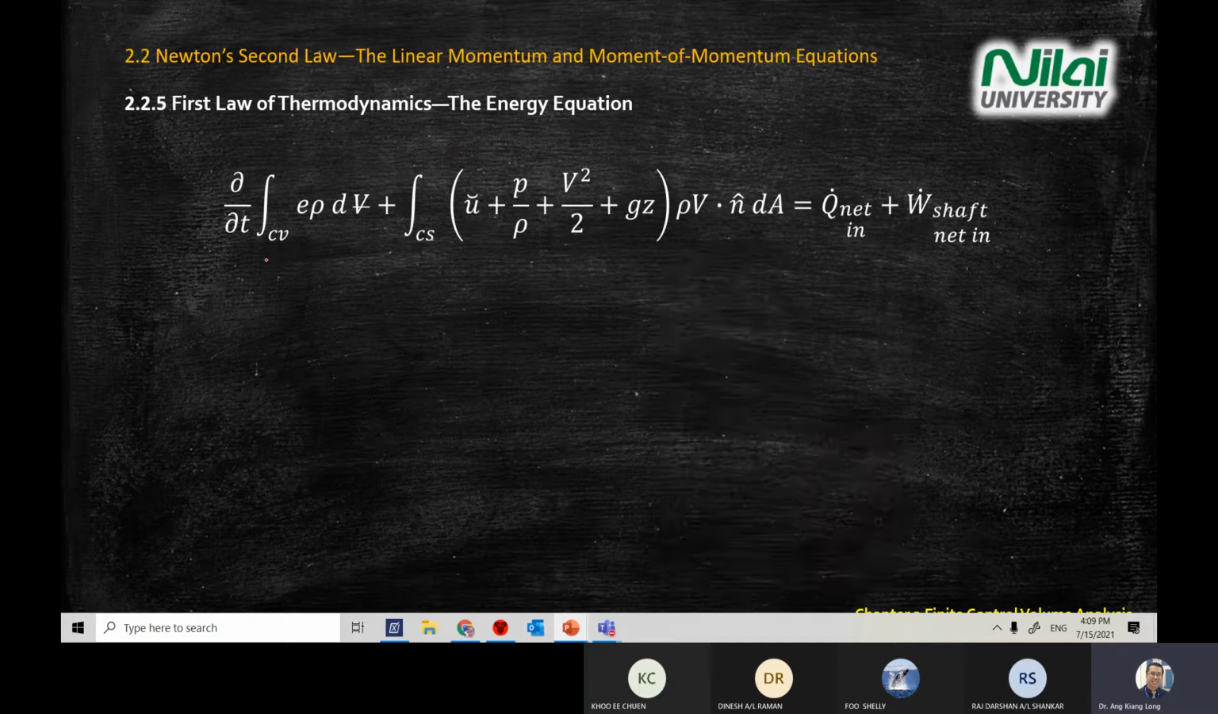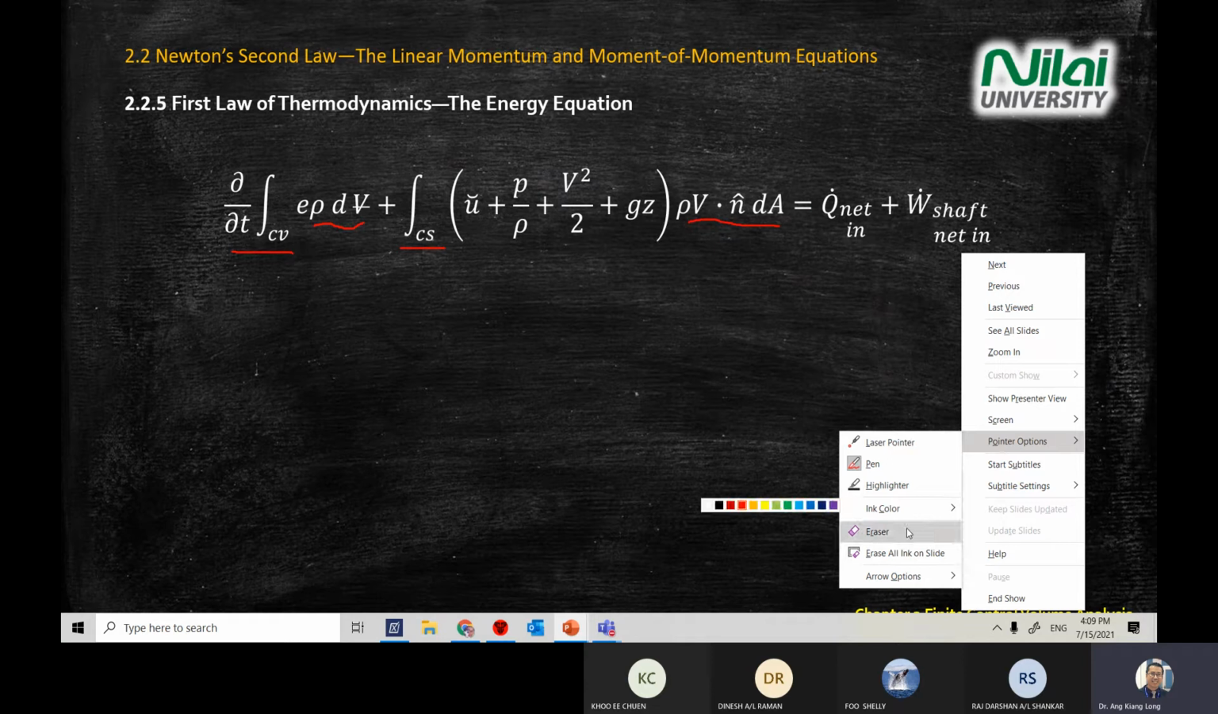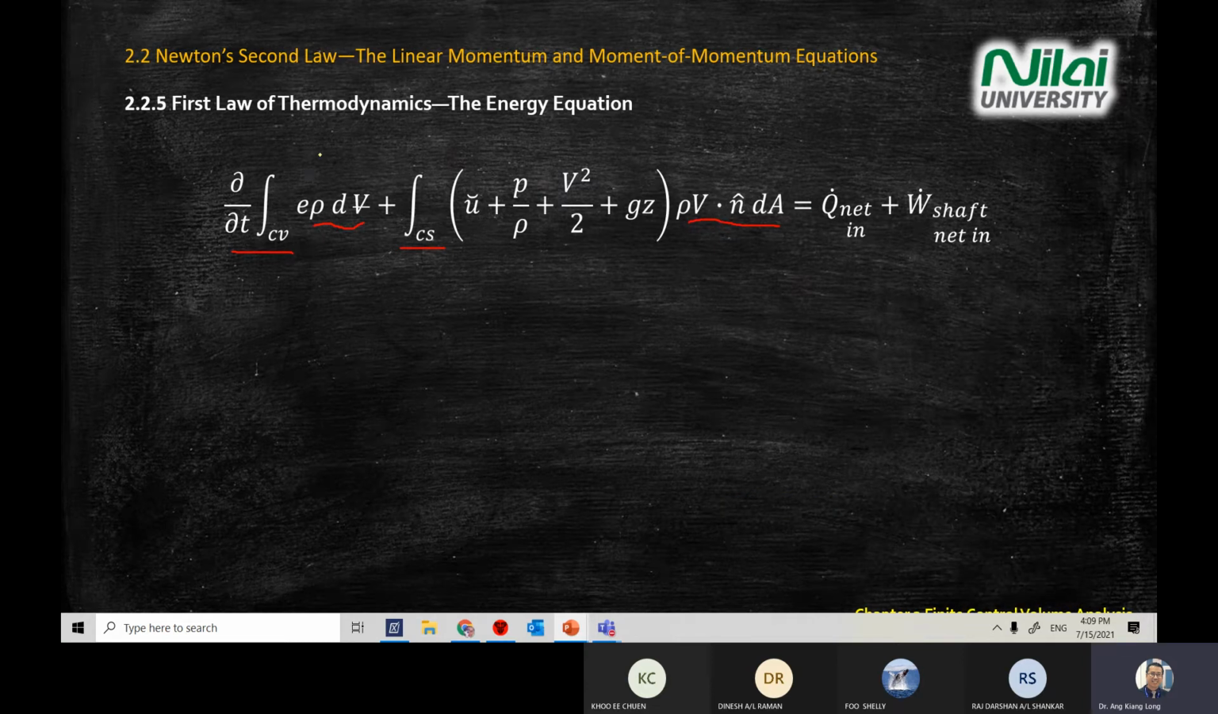What is similar is that you look at the control volume dimension and also the control surface dimension. The rho and volume are still the same, and the rho v and the A are also the same. Only the left hand side is different, and I want you to recognize the differences.